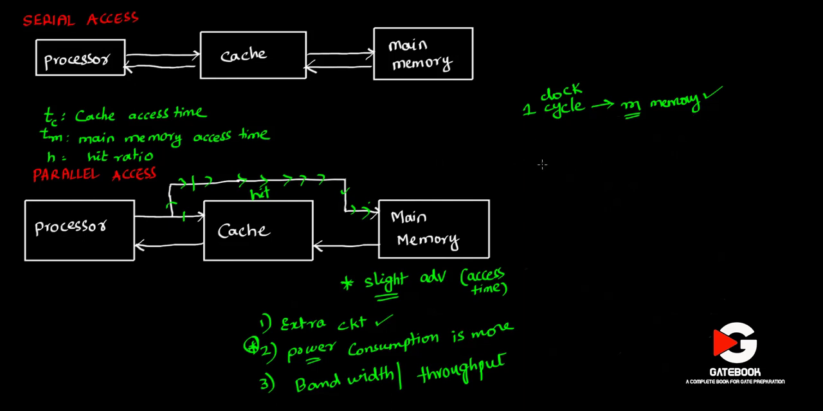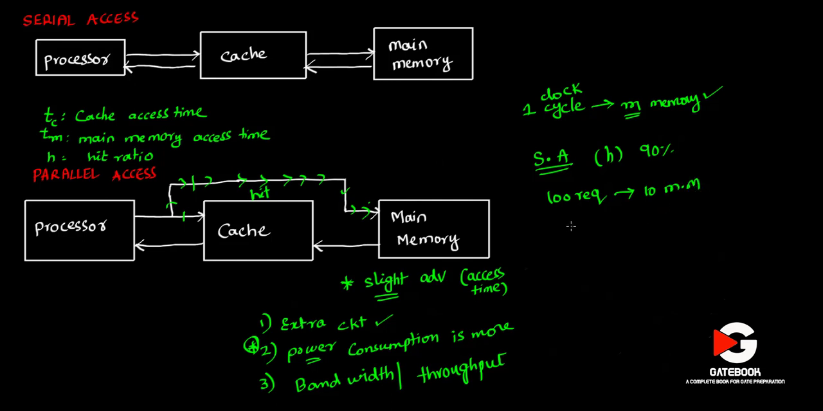Let's first start with serial access. In serial access, what happens? Question number one: does every memory request go to main memory? No. Then how many will go? It depends on the hit ratio. Example, the hit ratio is 90%. Then out of 100 requests, 90 would be served by cache, but only 10 would go to main memory, right?